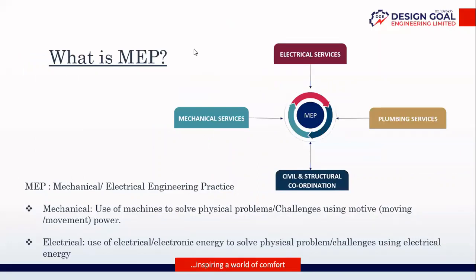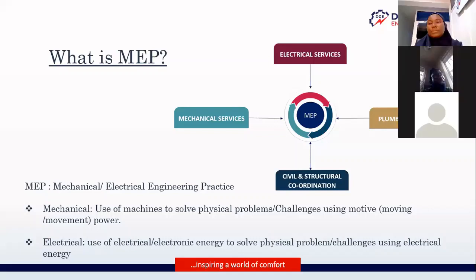What is MEP? MEP means mechanical and electrical engineering practice, to help projects in the course of development. So the mechanical aspect is essentially the use of machines to solve physical problems and challenges using motive or movement power. That is, when you begin to use the movement of things to solve problems. Like when you see a car, it can move people from one place to the other. So it's using the mechanical energy aspect. When you are lifting, you can see escalators, you can see lifts. These are ways of assisting human beings to do their job better through movement.